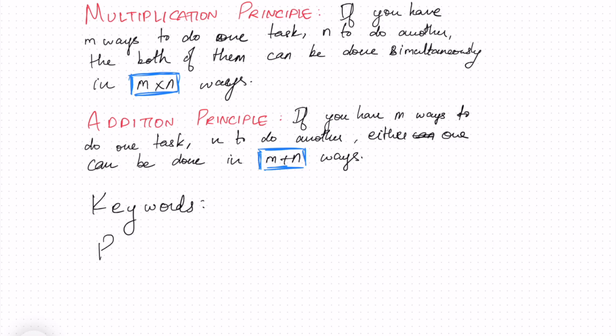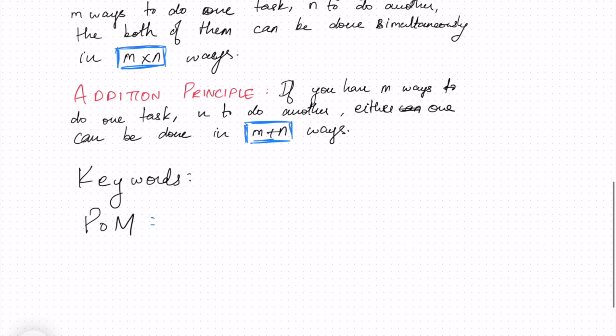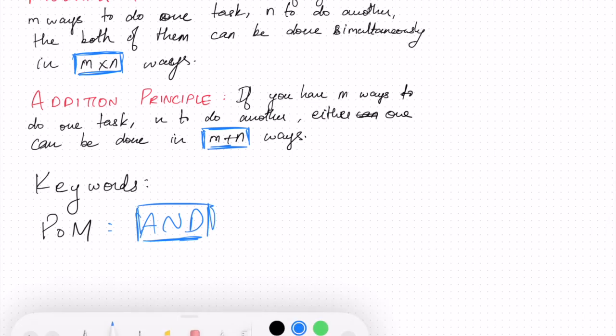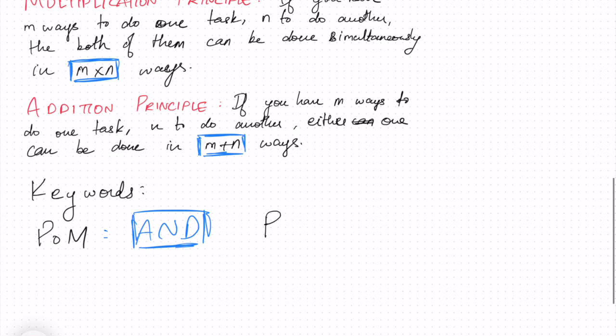For the POM, or principle of multiplication, the keyword is "and". I have to do task 1 and task 2. If I have to do both of them together, I have to do task 1 and task 2 and task 3 and task 4. Then I multiply all the individual ways in which those tasks can be done.